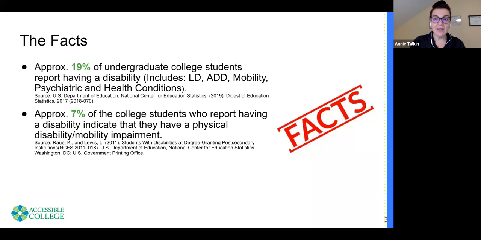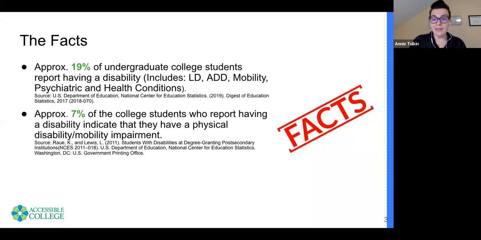You can usually find that office by going to the college's website and just putting in Student Disability Services. That should bring it up. But this 19% number, those are the students who have gone to the Disability Support Office, requested the accommodations, and been approved for the accommodations.